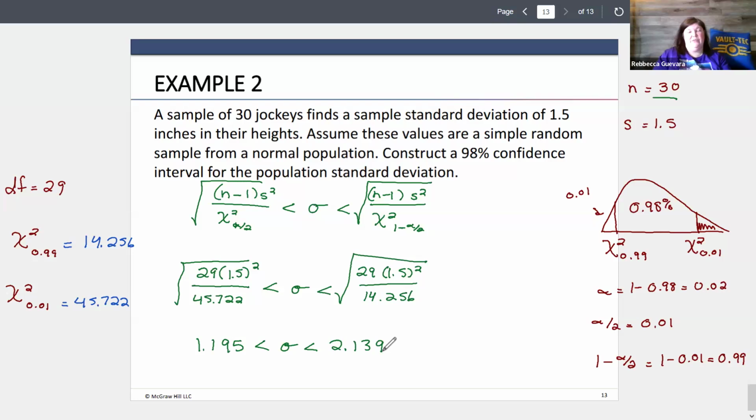Okay, so even though the sample standard deviation was 1.5, what we're saying is that for the whole population, that standard deviation could be between 1.2 and 2.1 essentially. So we vary by about 1.2 inches to about 2.1 inches.